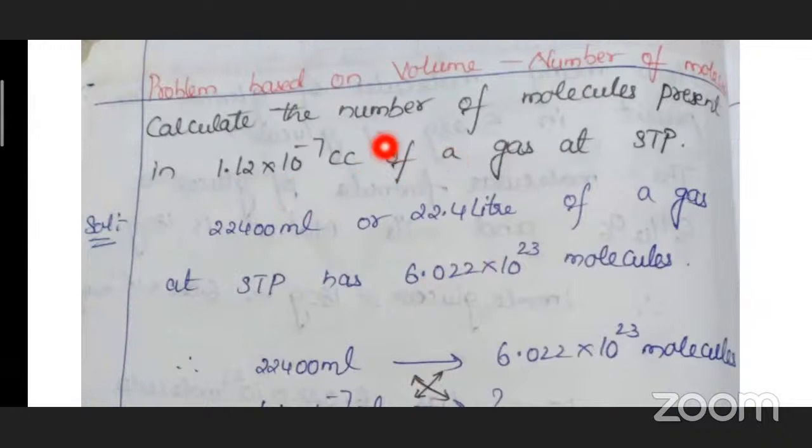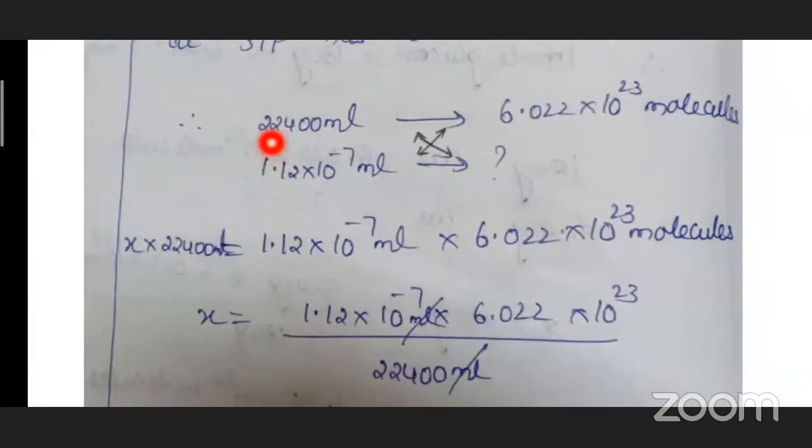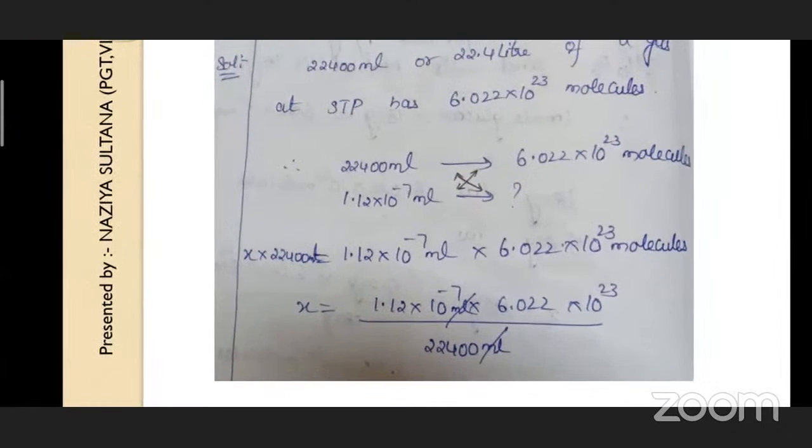Some volume of the gas is given and we are supposed to find out the number of molecules. Okay, so see here, it is simple. 22,400 ml has Avogadro number of molecules. So 1.12 into 10 to the power of minus 7 ml has how much? Go for cross multiplication. You will get the answer. Solve this. I have just stopped over here so that you can do the further calculation.